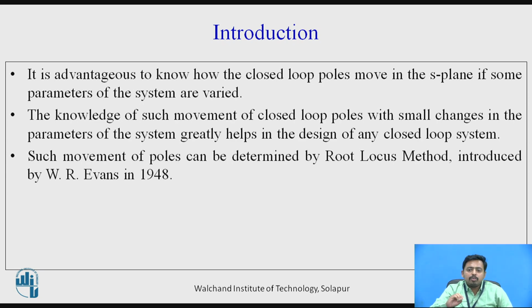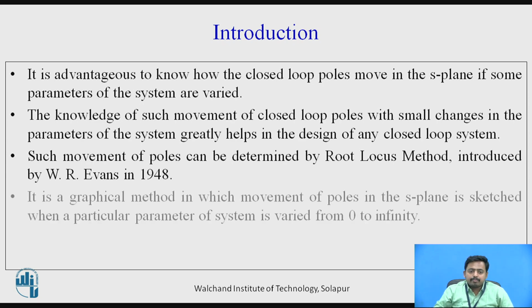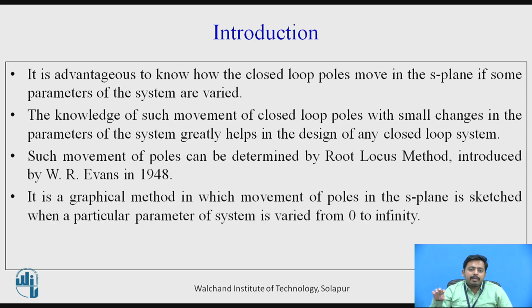This method was introduced by W.R. Evans in 1948. It is a graphical method in which the movement of poles in the S plane is sketched when a particular parameter of the system is varied from 0 to infinity. So, we vary some parameter like controller gain from 0 to infinity, and we sketch the movement of poles in the S plane as this parameter is varied.